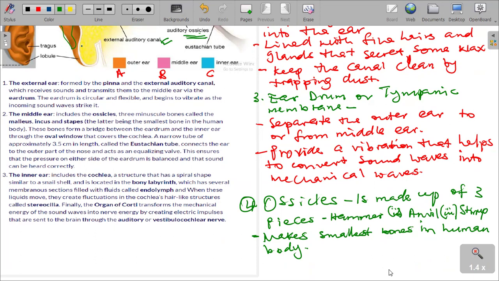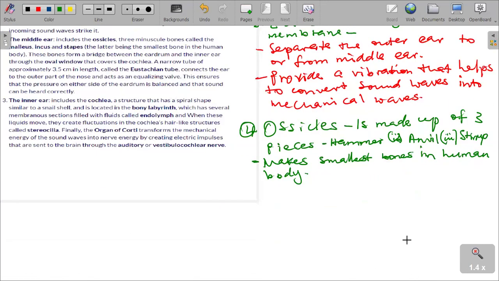One thing is that the ossicles move, transferring the mechanical waves to the oval window. They perform a movement. The ossicles move to transfer the sound waves, which are now mechanical waves, to the oval window.